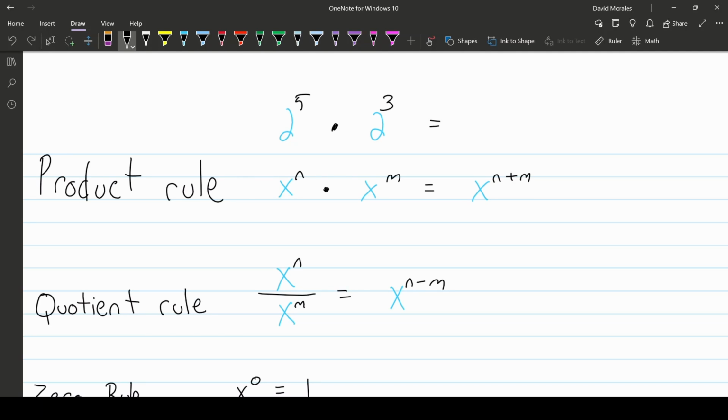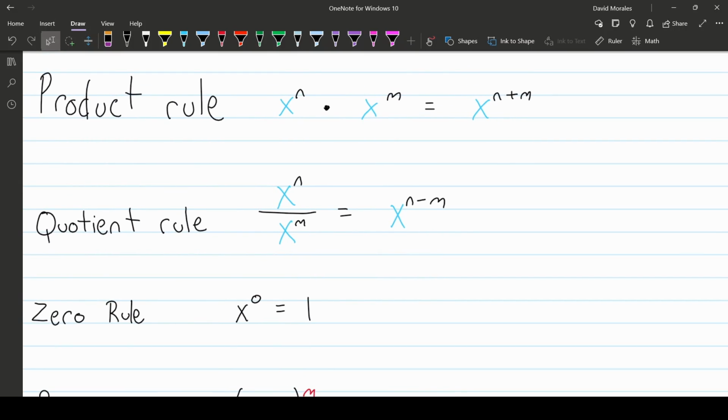Once they're multiplying, it would end up looking like 2 to the 5 plus 3, giving me 2 to the 8. Okay, 2 to the 8. So 5 plus 3 is 8, so 2 to the 8. And that's the product rule. I have explained it in more detail in our previous worksheet. But let's talk about the quotient rule.